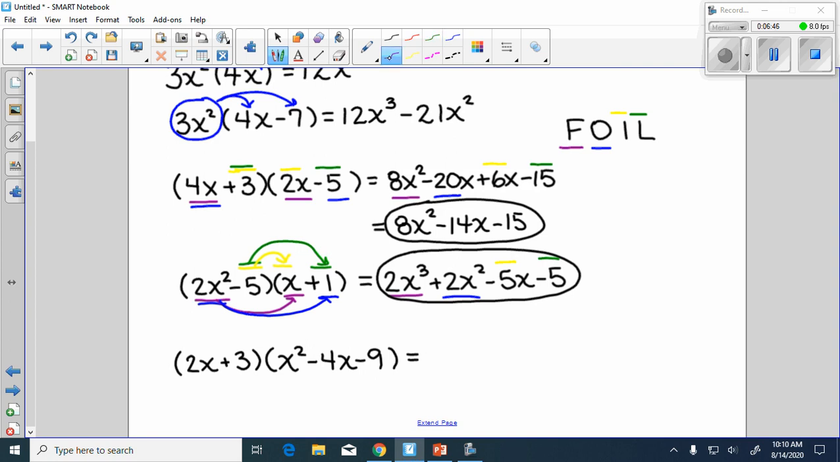When we are multiplying polynomials, we're just using the distributive property over and over and over again. So to find this product at the bottom, I'm going to take 2x and distribute it to every term of that trinomial on the right.